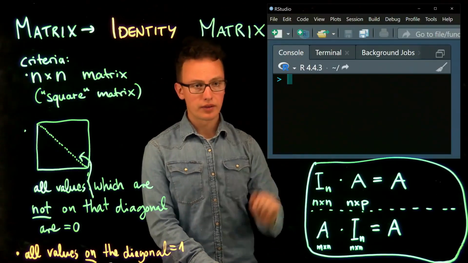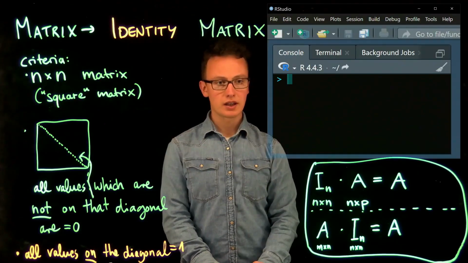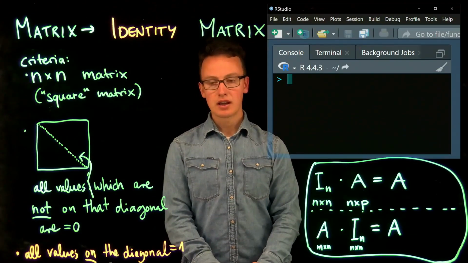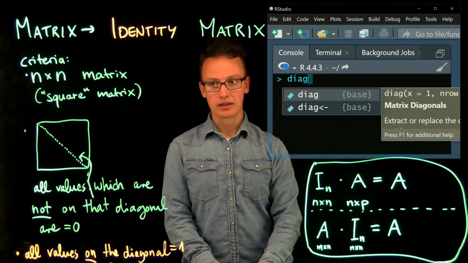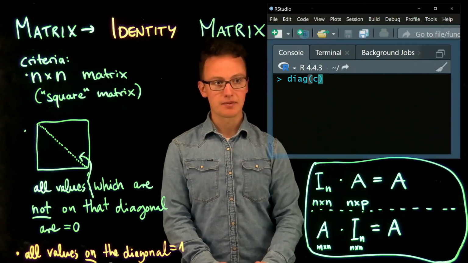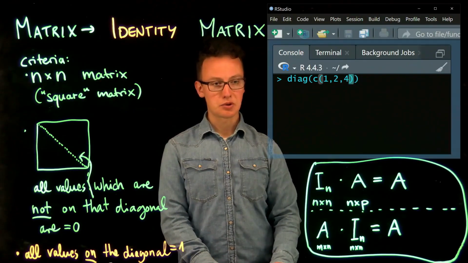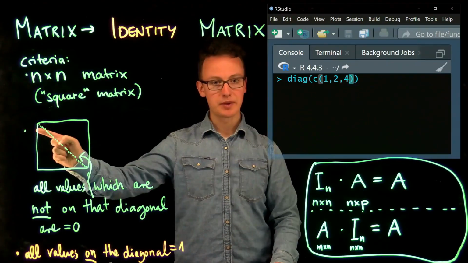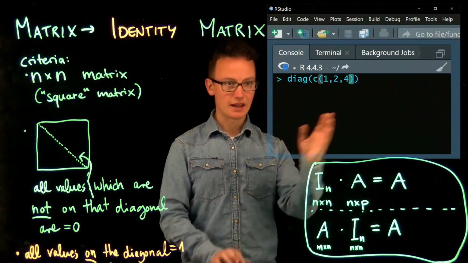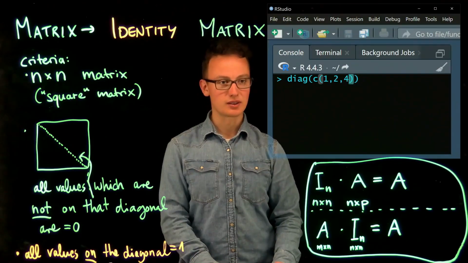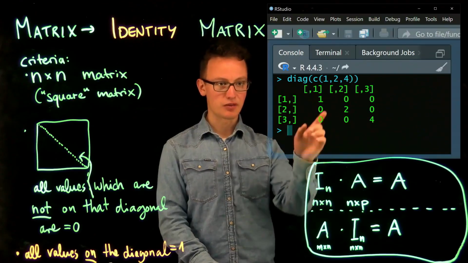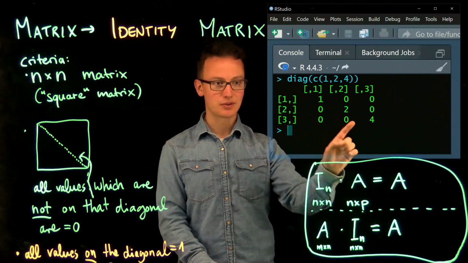In R, the general command to generate a diagonal matrix is the diag command, to which I will just give some vector, for example, the vector 1, 2, 4, which represents the values that will be on the diagonal. So this is working for any kind of diagonal matrix. So this will give me the diagonal matrix with the values 1 to 4 on the diagonal.